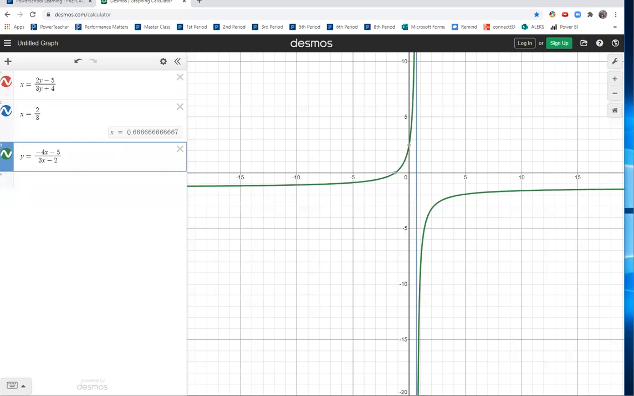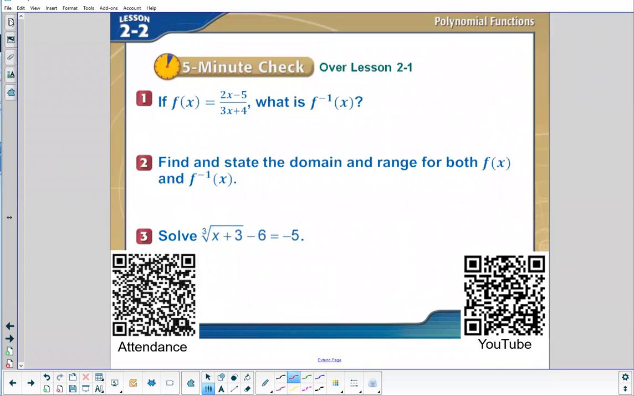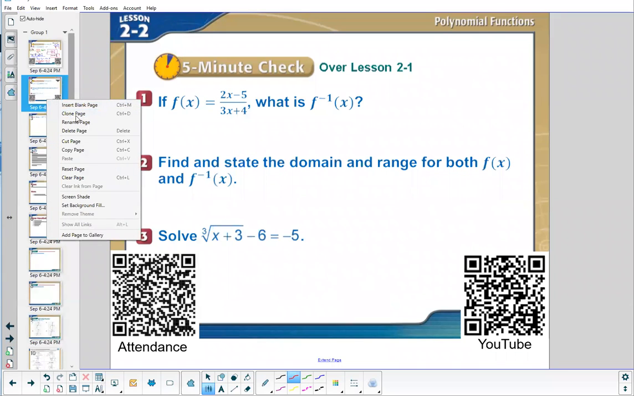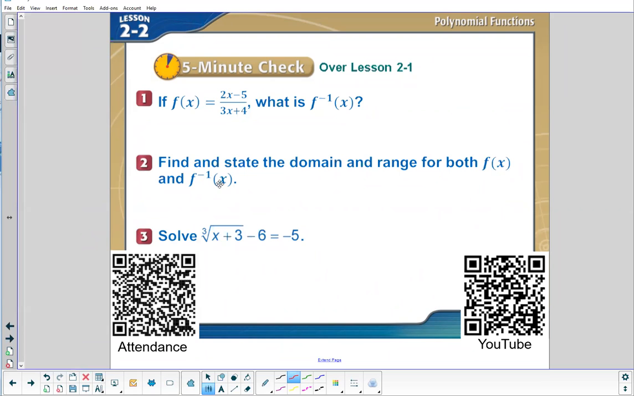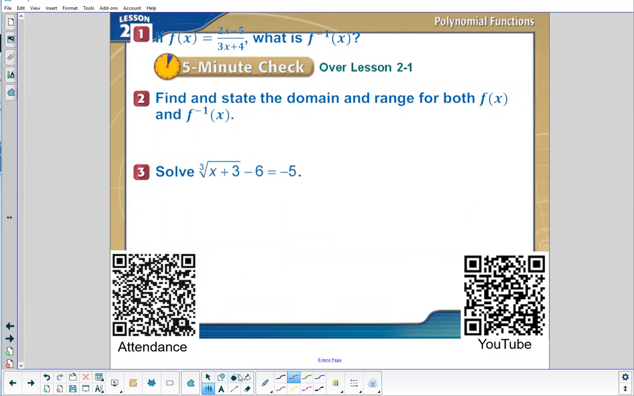Let's take a look at number 2. On number 2, oh, I didn't realize what number 2 said. Number 2 says, find the domain for both the original and the inverse. So we already found the domain of the inverse. So for f-1, we already found the domain is that x cannot equal that 3/2. That's where it divided it. And I'm not going to look for range here.